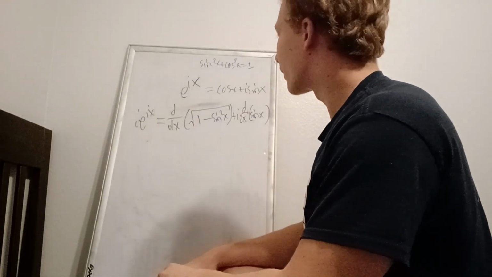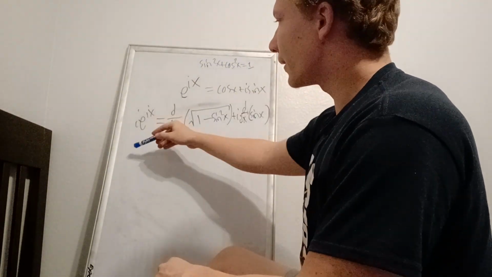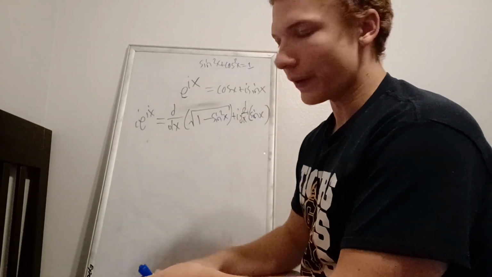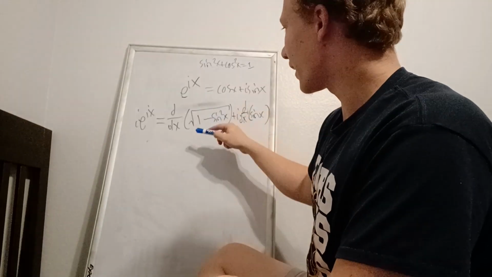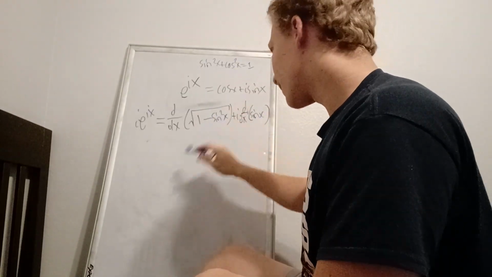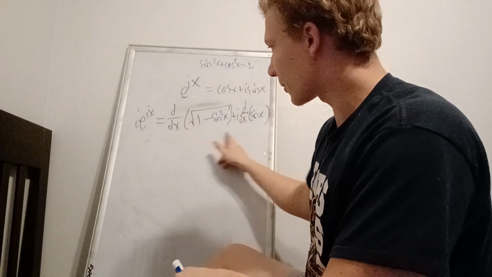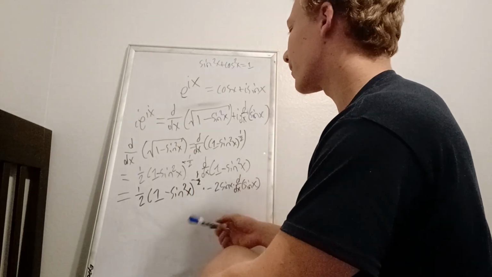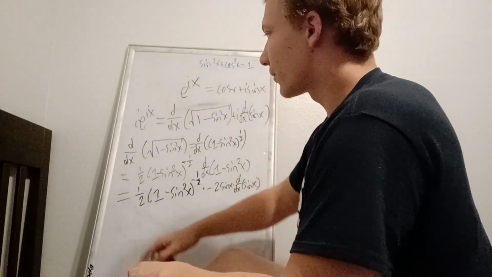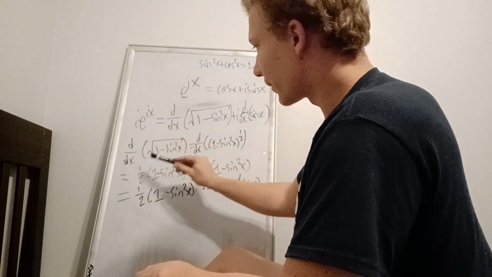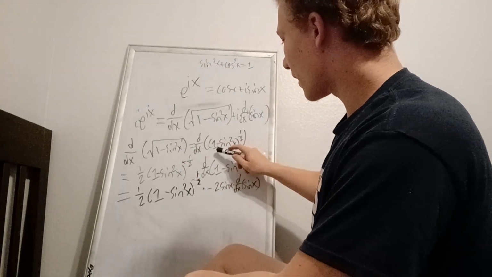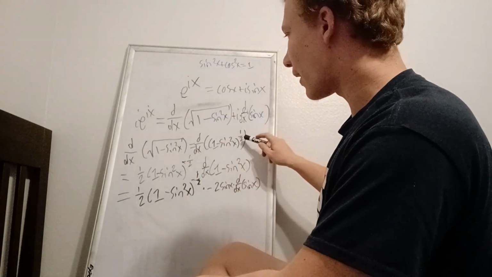Plugging this in for cosine x, we get that i e to the ix is equal to this whole expression. And now we have everything in terms of sine x on this side, and we can use the chain rule to begin to simplify this expression. Now this may look a little intimidating, but we see that it's just the repeated chain rule. So we have the derivative of this square root of 1 minus sine squared x expression. So we rewrite it as 1 minus sine squared x to the 1/2 power.